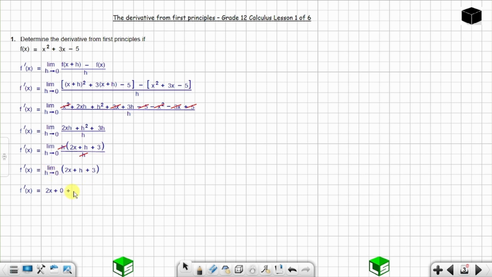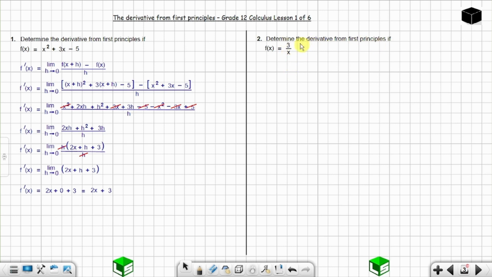And then plus 3, f prime of x is equal to 2x plus 3. Now let's move on to question 2. Question 2, determine the derivative from first principles if f of x is equal to 3 over x. Okay, so now you have a fraction. How can you determine the derivative from first principles?